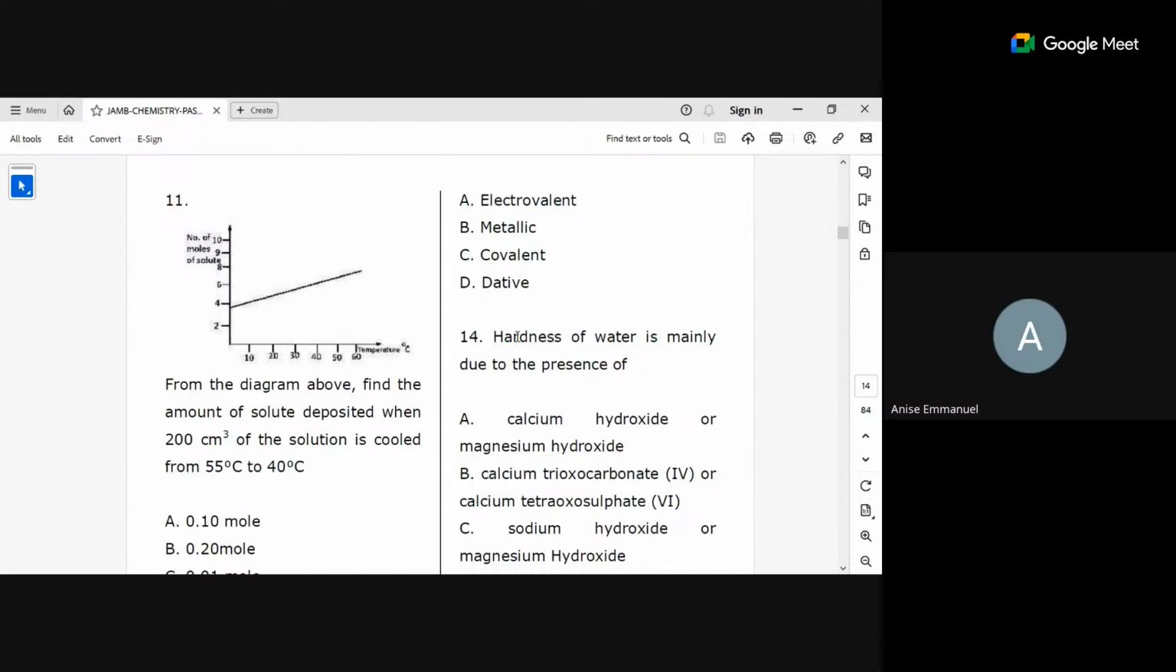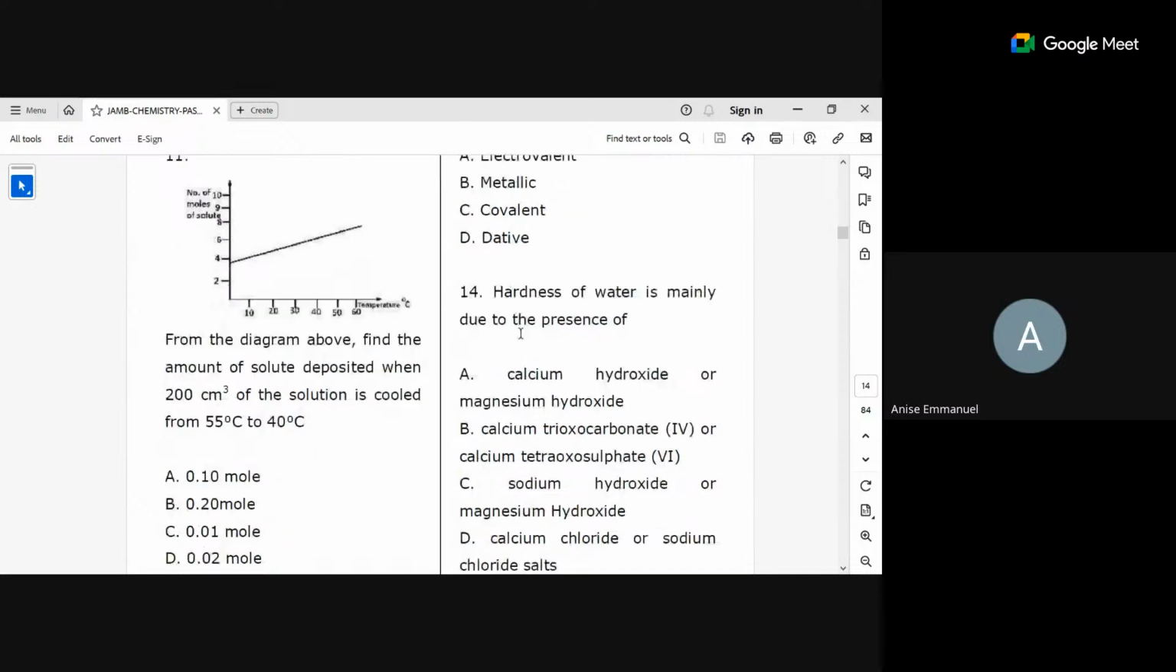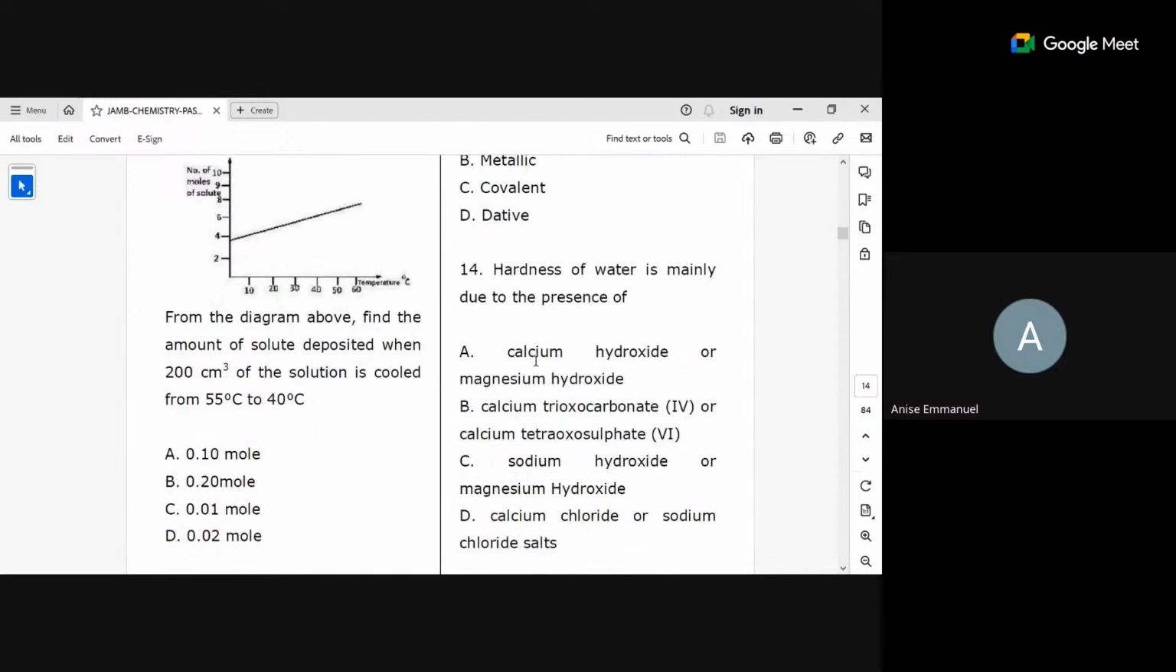So with that, hardness of water is mainly due to the presence of two things. Two ions present in water we call hardness: calcium 2+ and magnesium 2+. If these are present, it's going to cause hardness of water. Now let's look at A, calcium hydroxide or magnesium hydroxide.